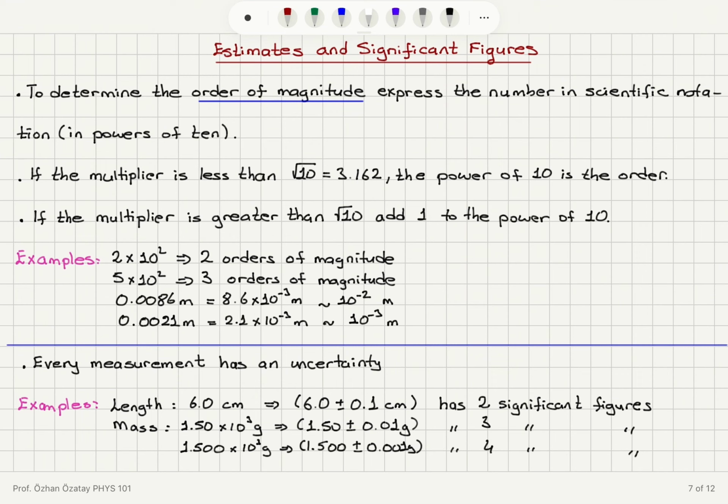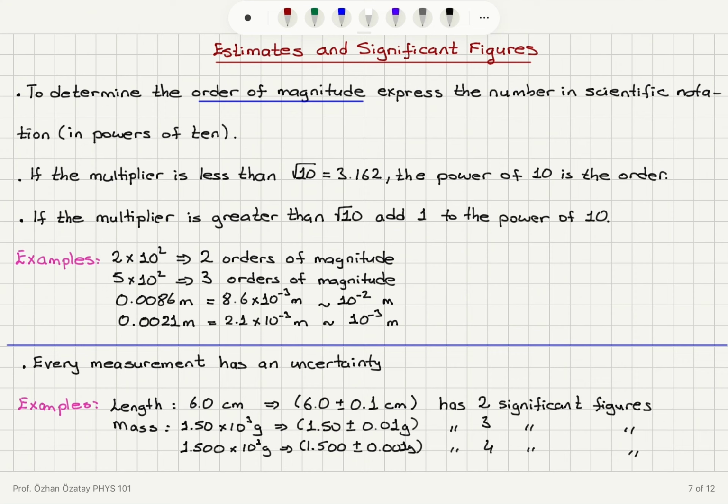Now, when we do a measurement, we are not 100% sure about the result. There is always an uncertainty. And how do we express this uncertainty? So if you read a report and basically the experimentalist reports a length to be 6.0 centimeters, what this really means is it's 6.0 plus or minus 0.1 centimeters. So the last digit that we leave in the result is basically pointing to where the uncertainty is. So this is the digit where we have the uncertainty.